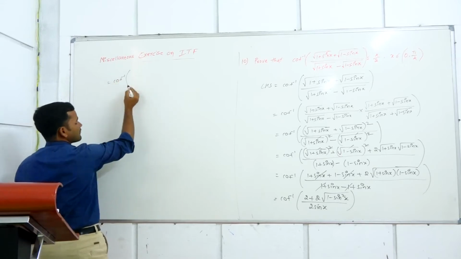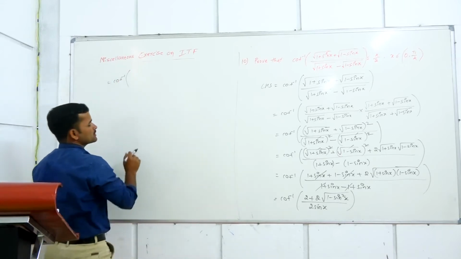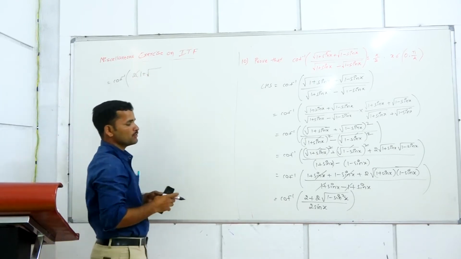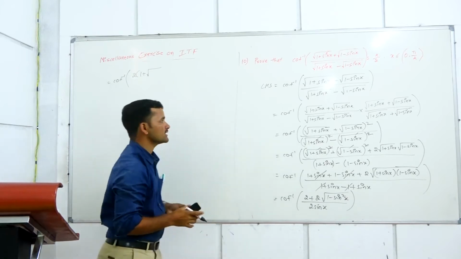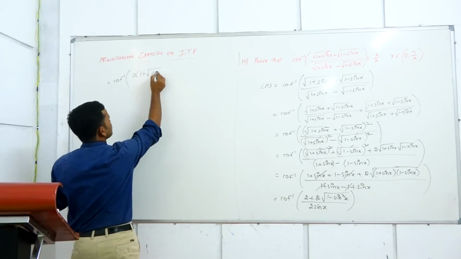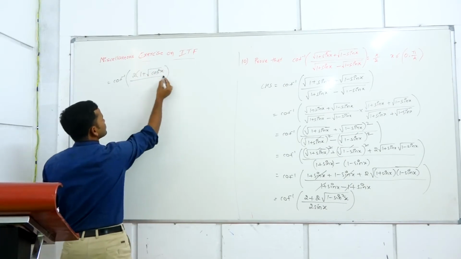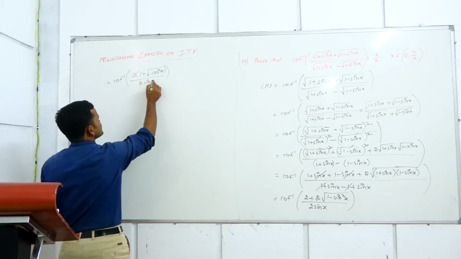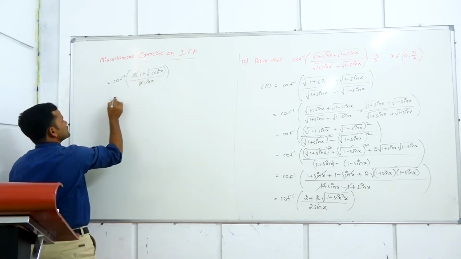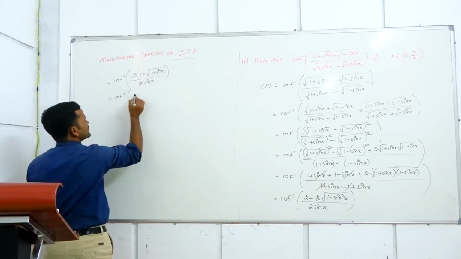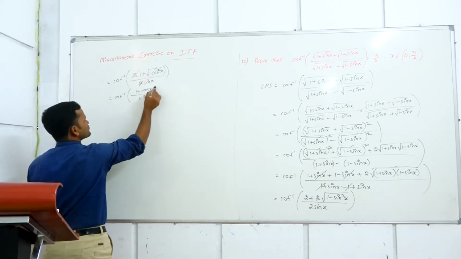Cot inverse of, you take 2 common from the numerator, 2 into 1 plus square root of 1 minus sin square x, which is nothing but cos square x, using the formula sin square x plus cos square x is equal to 1, divided by 2 times sin x. 2 gets cancelled. I have cot inverse of, again you will see square and square root get cancelled. This is 1 plus cos x by sin x now.